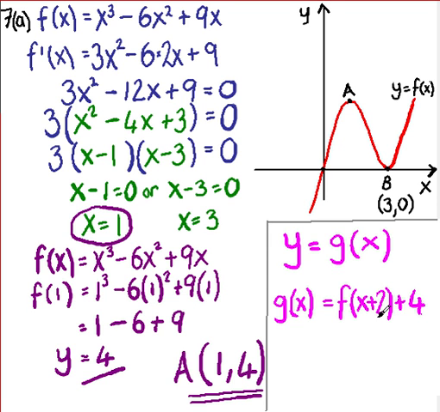So this plus 2 inside the bracket means that our function is going to move 2 units to the left. The plus 4 outside the bracket means that after we move 2 units to the left, we then need to move 4 units upward. Our point B, (3, 0), moving 2 to the left and 4 upwards, means that the new minimum turning point is the point (1, 4). And our new maximum turning point has now moved from (1, 4) to (-1, 8). And that is our final answer.